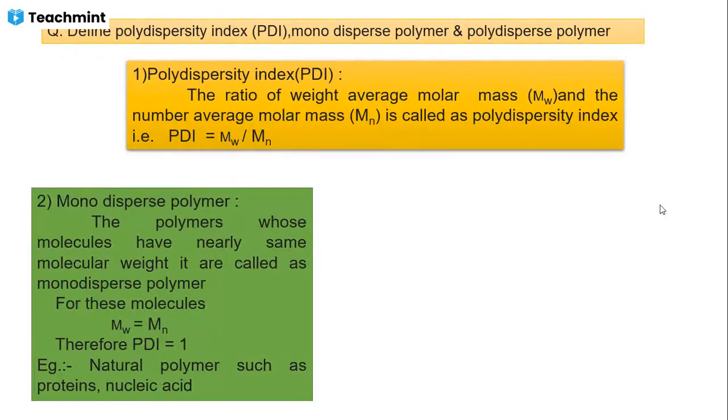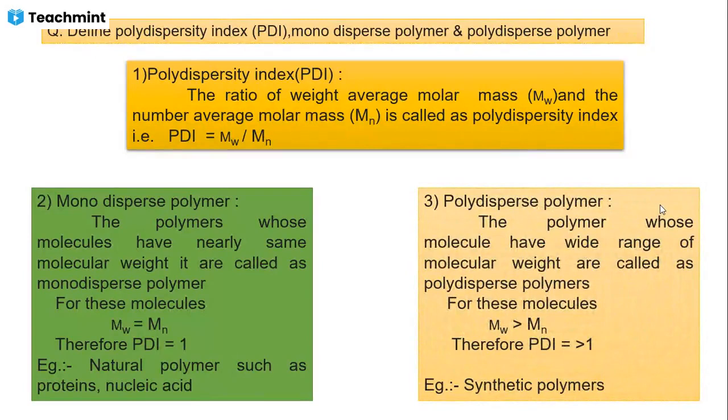For these molecules Mw is equal to Mn. Okay, मतलब उसका weight average molar mass and number average molar mass same है, उसे हम क्या कहते हैं? मोनोडिस्पर्स पॉलीमर. Example दिया natural polymers such as the protein, nucleic acids, ये monodisperse है. Then polydisperse polymers, molecules having a wide range of molecular weight are called polydisperse polymer. For this, Mw bar will be greater than Mn bar, therefore PDI will be greater than 1. Example, all the synthetic polymers are polydisperse polymers. It is very much important as far as the MCQ is concerned.